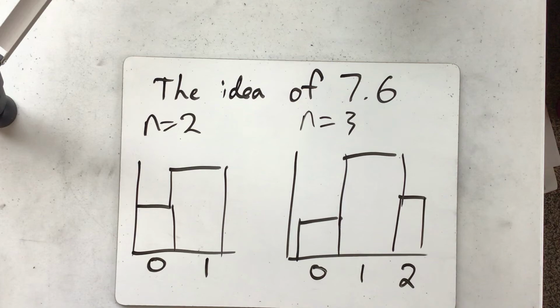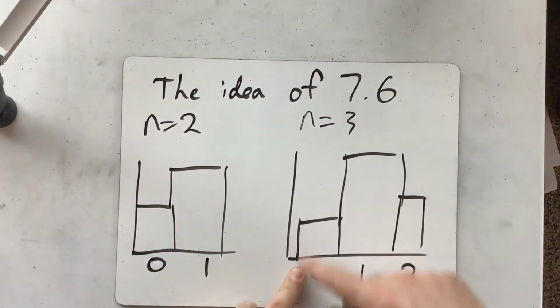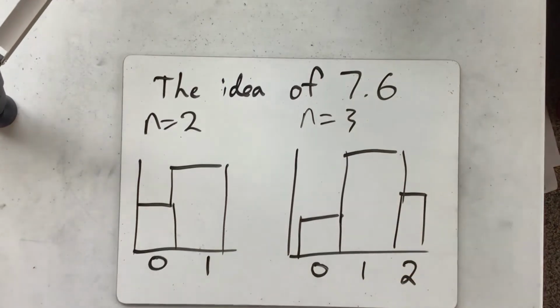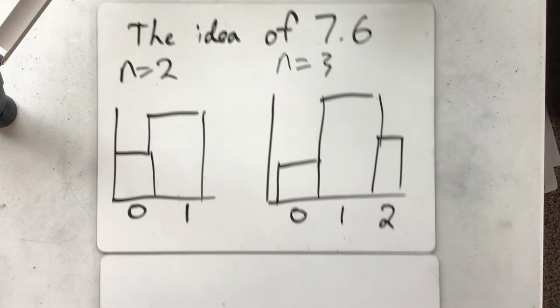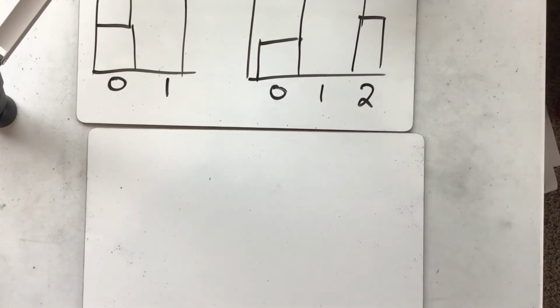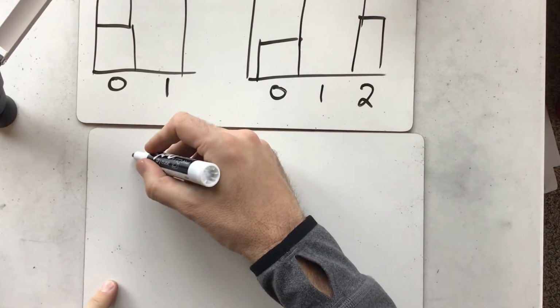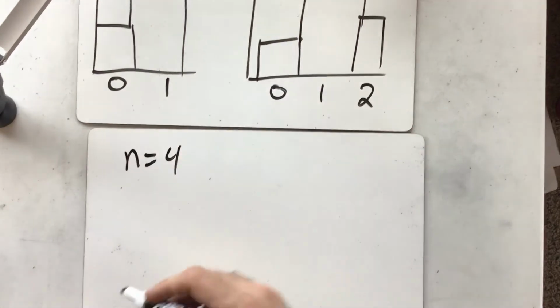For example, if you're buying lottery tickets, most of your probability is going to be at 0, that you did not win the lottery. And so you have 1 and then really tiny things over there. Okay. But here's the real question: what happens as n gets really big? Let's do one more. Let's do n equals 4.